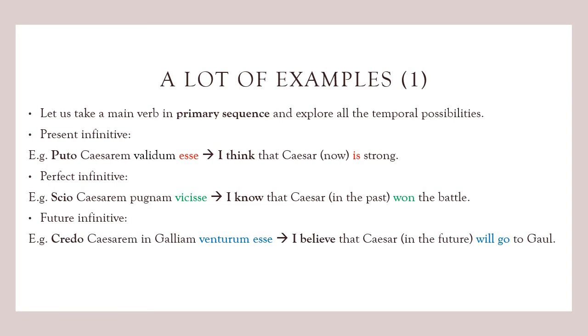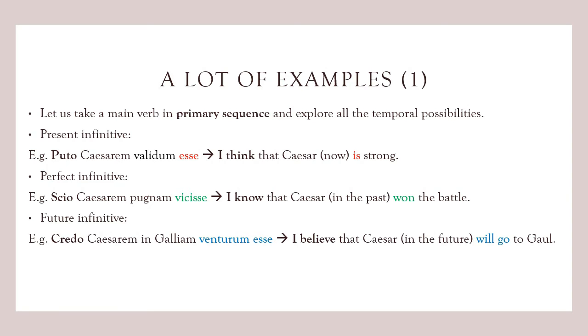So the translation would be, I think that Caesar, since we have a present infinitive, it means that the action of me thinking and the action of Caesar being strong happen at the same time. So I think that Caesar, now, in this moment, is strong.